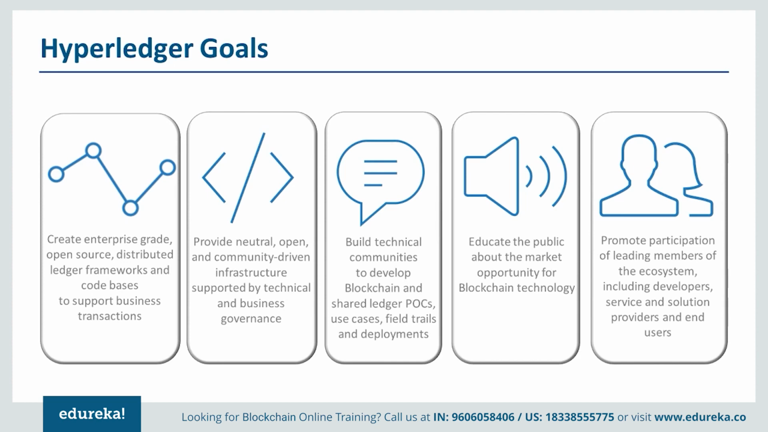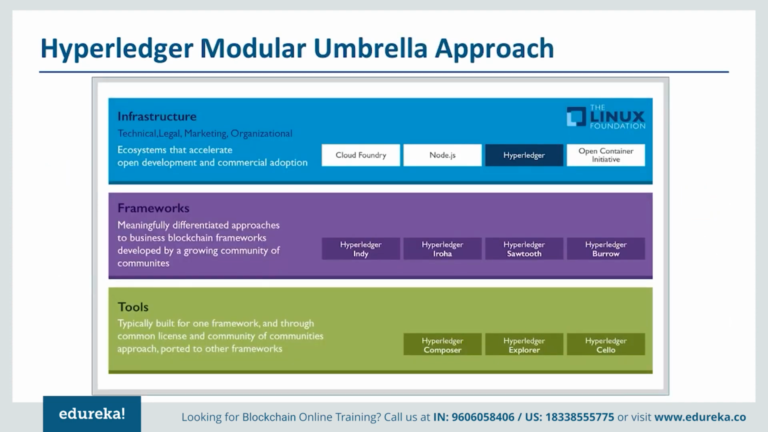Promotion participation of leading members of the ecosystem, including developers, service and solution providers. So if your organization is a member, there are different categories of member, like you can be a gold member, platinum member. Accordingly, you will have a say in creating the new standards. If you are a standalone developer, then you will have a very limited say, although you can participate in the various development activities of new standards. These are the three categories, and it has changed a lot since the creation of this slide.